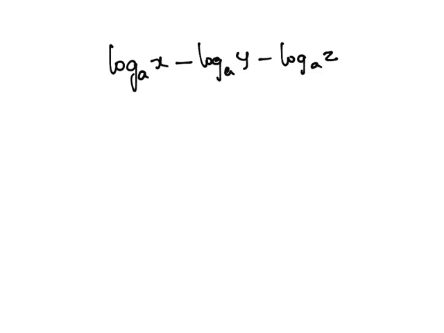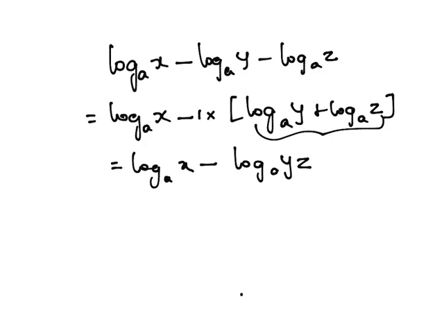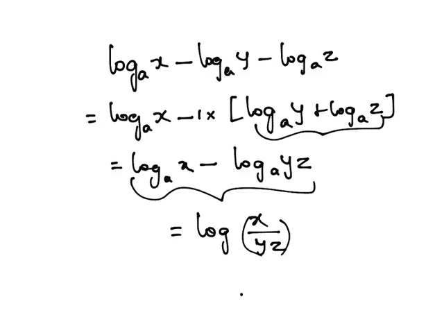As I mentioned, there is another way of solving this. I can write it as log x to the base a minus 1 into, I can take minus 1 common, so log y to the base a plus log z to the base a. So which basically means log x to the base a minus, I can use the product rule here, log yz to the base a. Now I can use the quotient rule here. So log of x over yz to the base a.